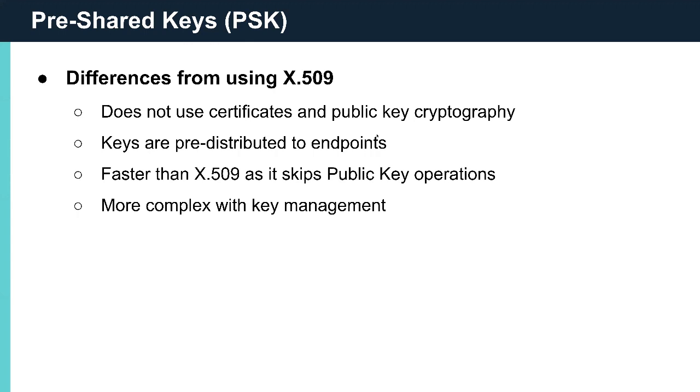So keys are pre-distributed to endpoints, whereas X509 certificates are exchanged in the handshake. It's faster than X509 since it's skipping the public key operation. It can be a little more complex though with key management, since now you do have to manage these keys that are pre-distributed to all your endpoints, and then have a way to update them if they get compromised.